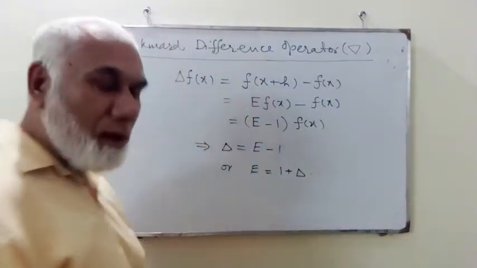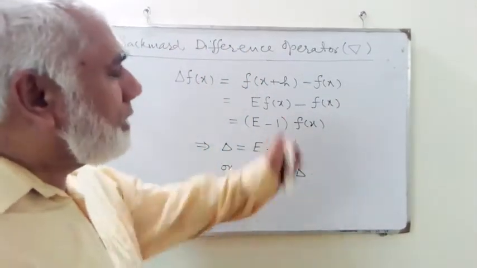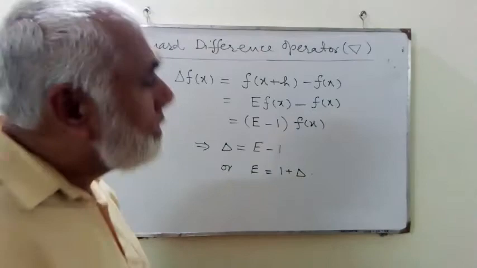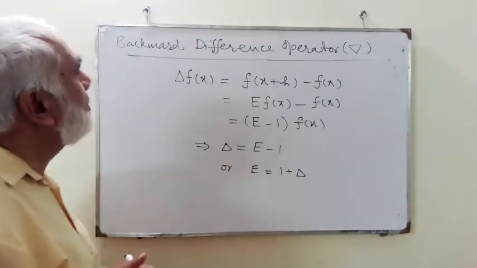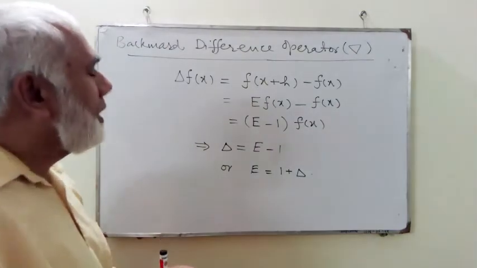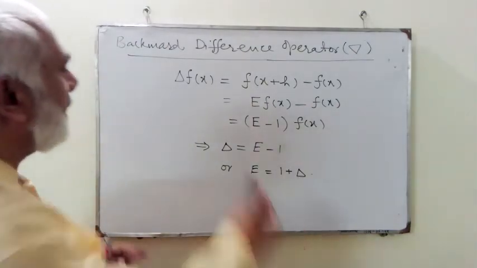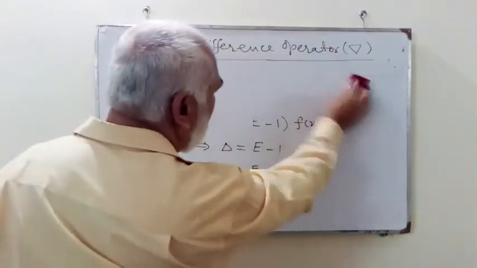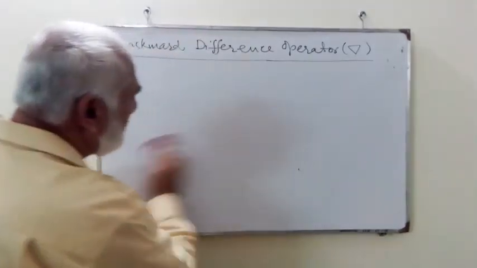Delta, which we generally know as the nabla. We call it nabla. So nabla is the notation for the backward difference operator. Now to define this backward difference operator, we write down its definition.